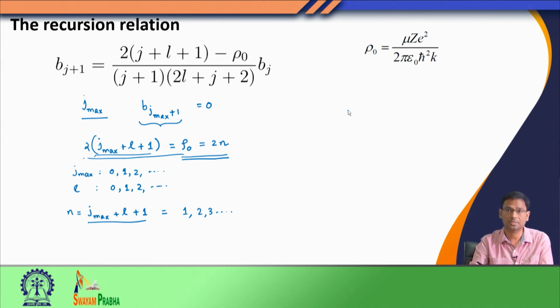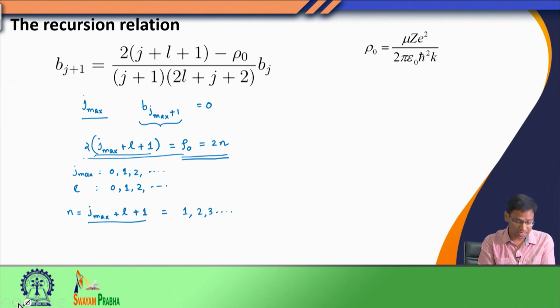In other words, since it is the reduced mass of the electron and nucleus, the reduced mass of this two-body system is going to be nearly equal to the mass of the electron. e is the charge of the electron, Z is the nuclear charge, 2 pi epsilon 0 comes from the permittivity, which is a term in the Coulombic interaction, and you have h bar square and k, which we defined as the square root of minus 2 mu E divided by h bar.